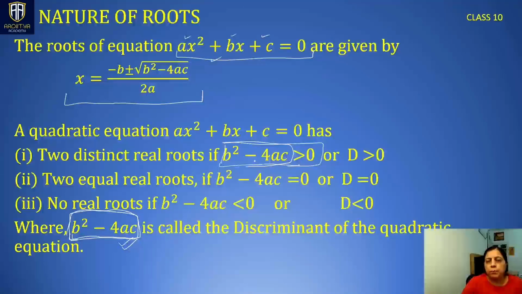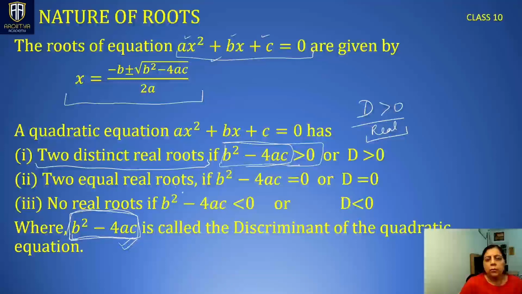Now if b square minus 4ac, that means discriminant, is a positive real number, D is greater than 0, then we can say that the equation will have two distinct real roots. That means the number of roots will be 2 and both of them will be real and they will have different values, right?